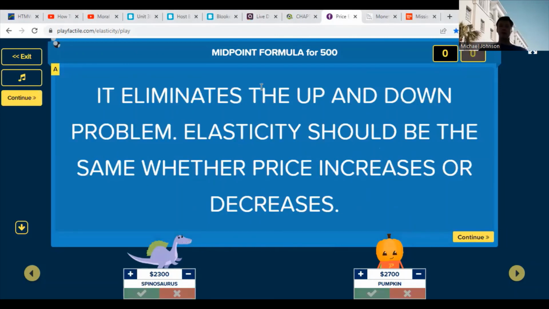So yeah, great job, Christopher. I'll give you that point. So 500. So Spinosaurus is now in the lead by 100.